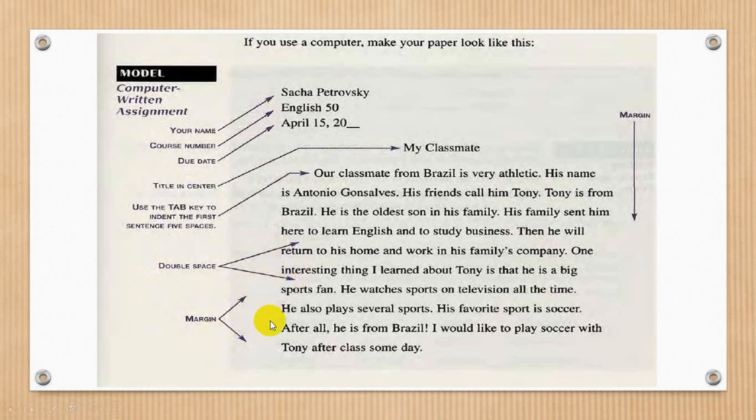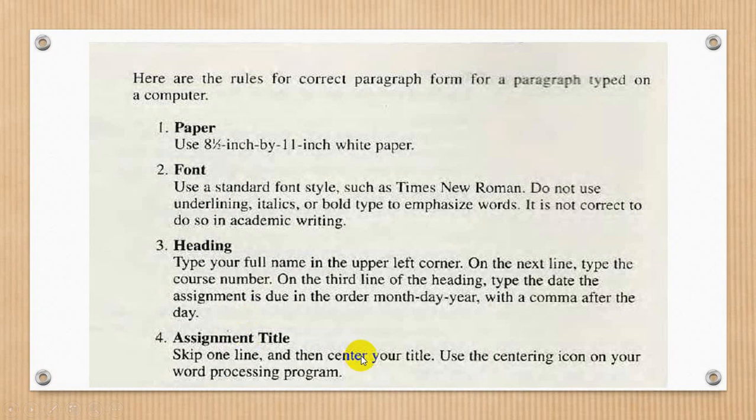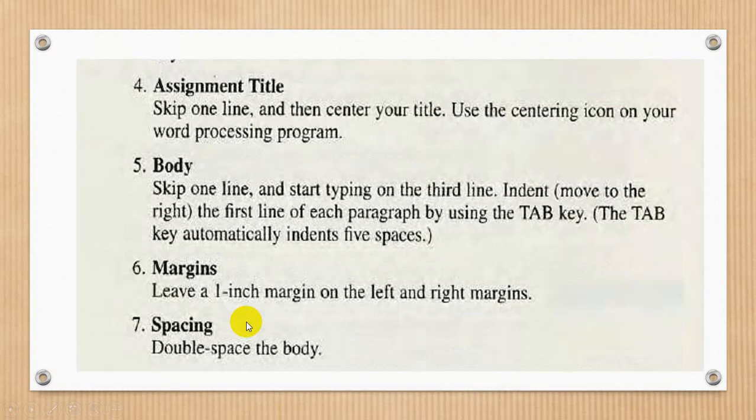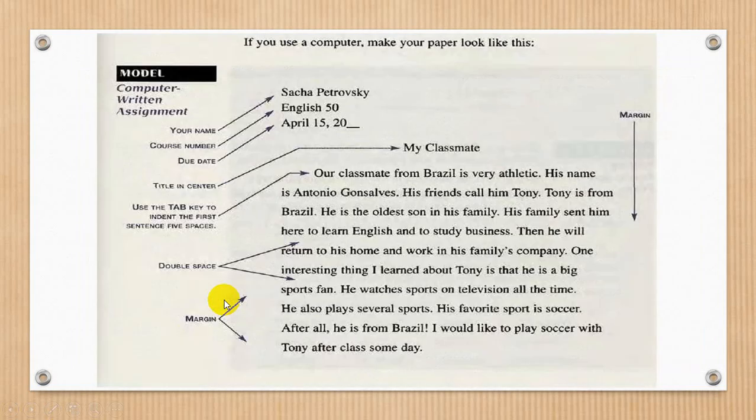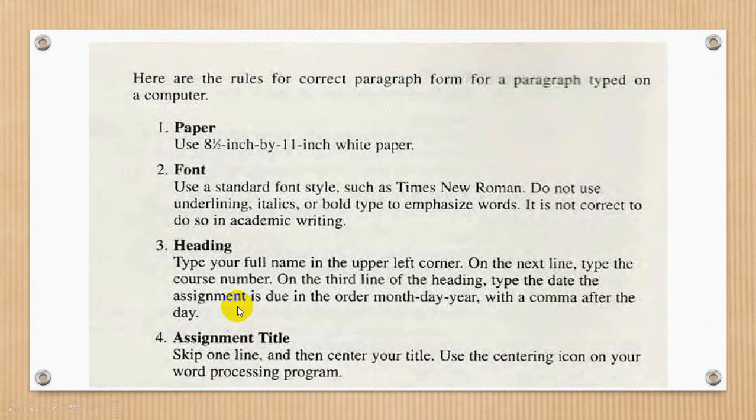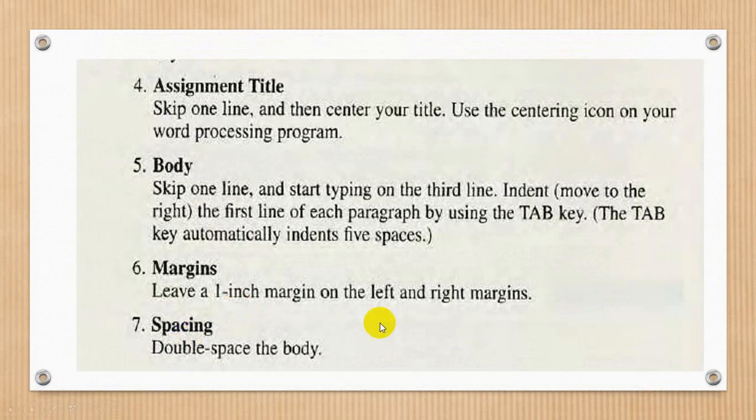For margins, we leave from the left and the right 1 inch margin. Okay, نترك inch واحد للمارجن. الانش تقريبا هو يعني ما أعرف بالضبط قد إيش لكن هو تقريبا بحدود السنتيمتر. Then spacing, double spacing in the body. هاي قلناها وهاي هي.